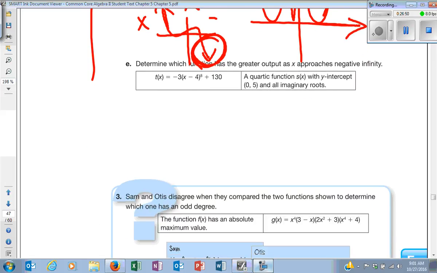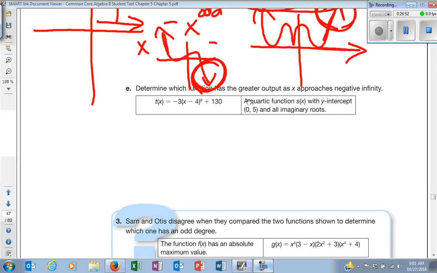Okay, so this one you've got to definitely be careful on. Part E, because they're saying which one has greater output as x approaches negative infinity.